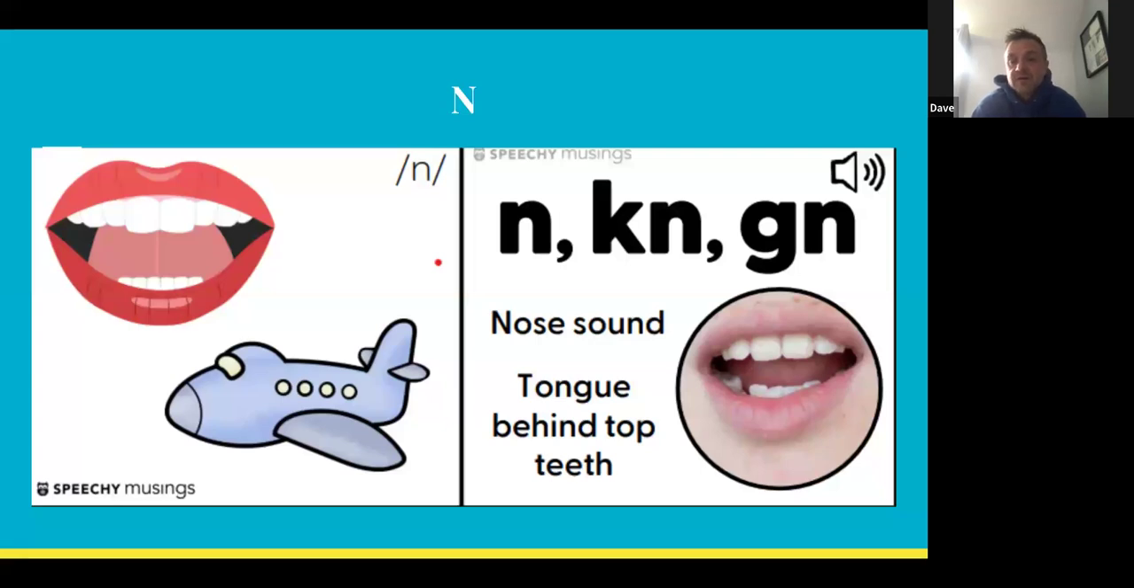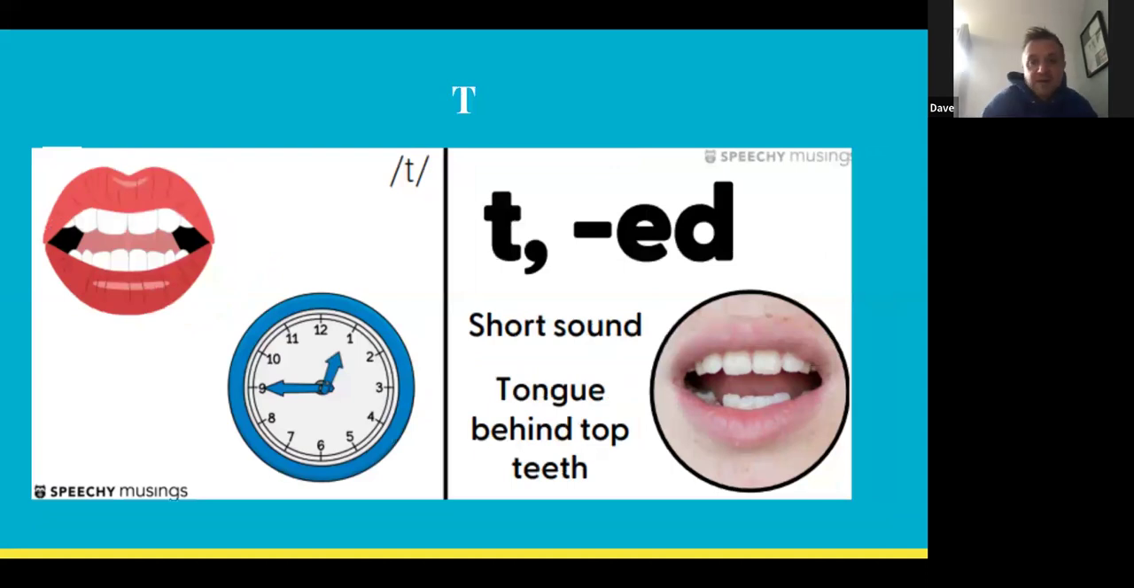Okay. It's the KN and the GN. K is silent and the G is silent. So even though there's KN, that K doesn't make a sound. So it's just N. Even though there's a GN, the G doesn't make a sound. It's just N. So all three say N. If you look where the tongue is, it's at the top behind the teeth. N. Okay. And now the T sound.